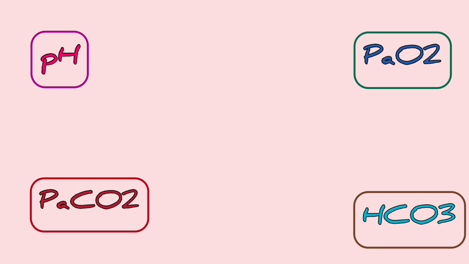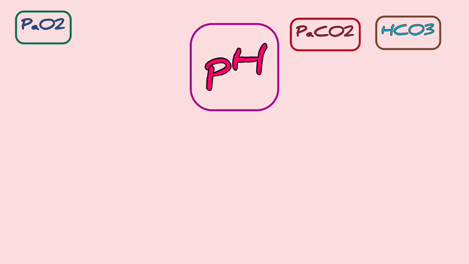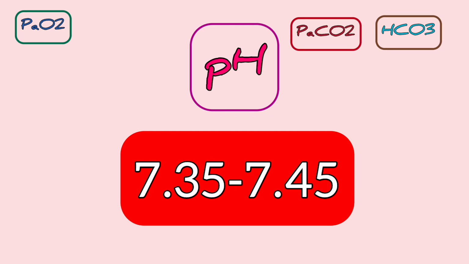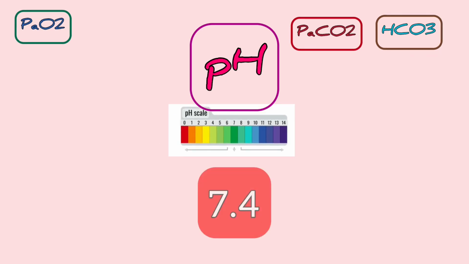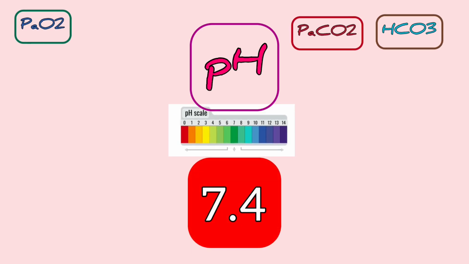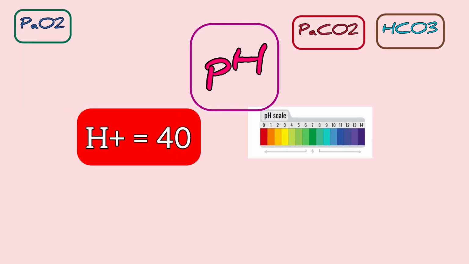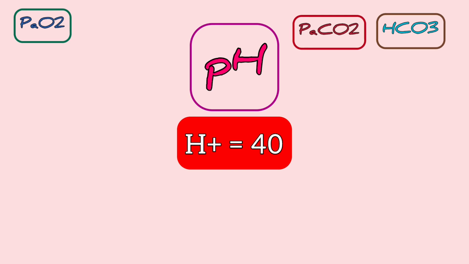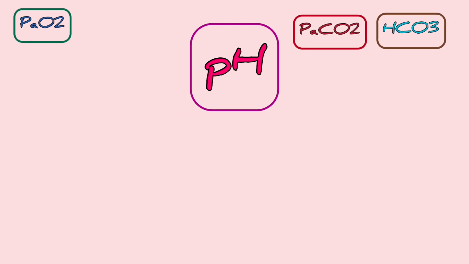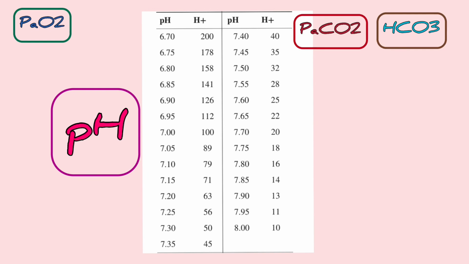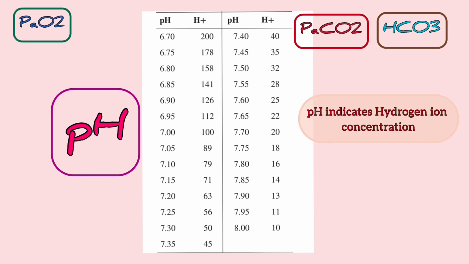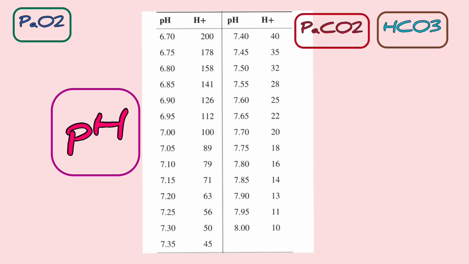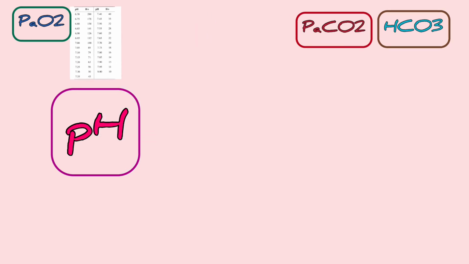Coming first to the pH. Normal value of pH of the blood is 7.35 to 7.45. The neutral blood pH is 7.4. At this pH of 7.4, the hydrogen ion concentration in the blood is 40 nanomoles per liter. Obviously, for every pH, there is a corresponding hydrogen ion concentration, which you can know from this table. You do not need to remember it, but you can keep a screenshot of this for reference as we will need this in our further calculations.